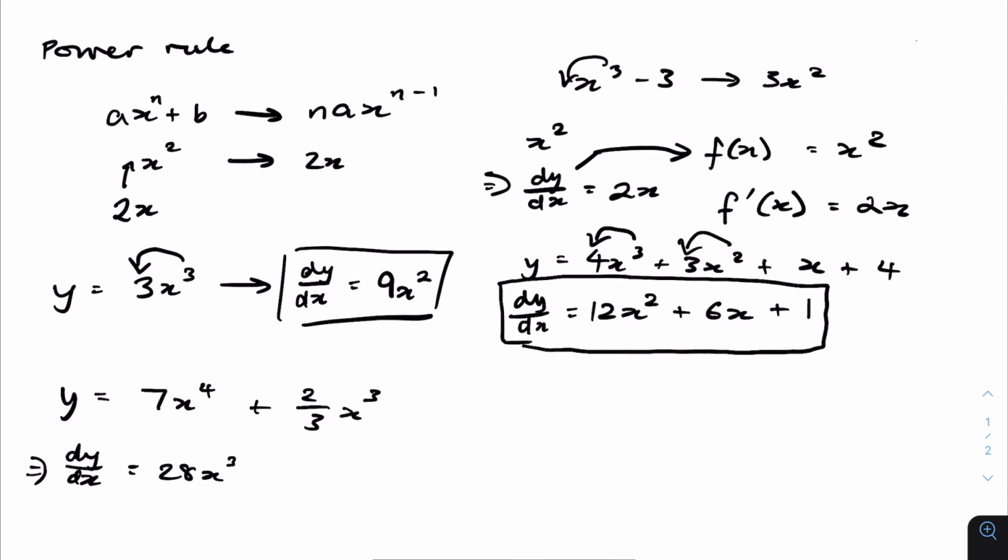And then for this value here, take it and draw it over here. So that's 2 over 3 times 3 is just 2, so 2x, and then 3 is decreased by 1 because it's the power of x, making it 2x squared. So that's our final value.